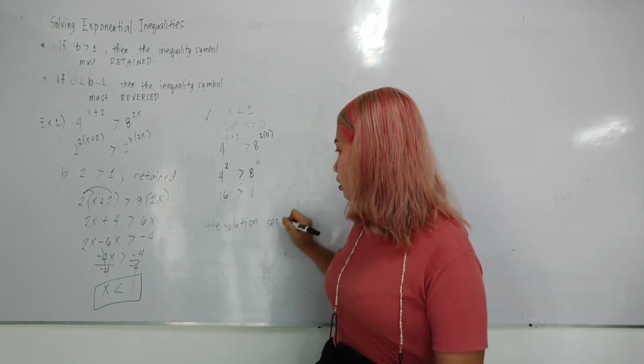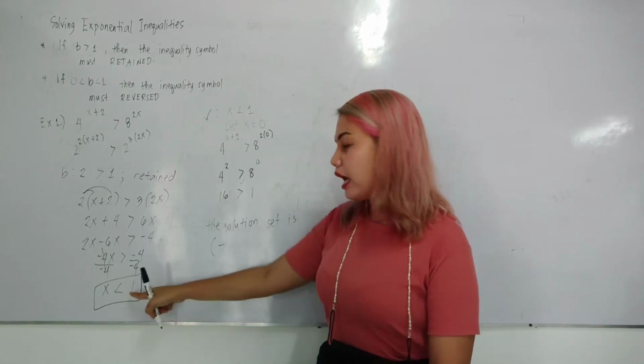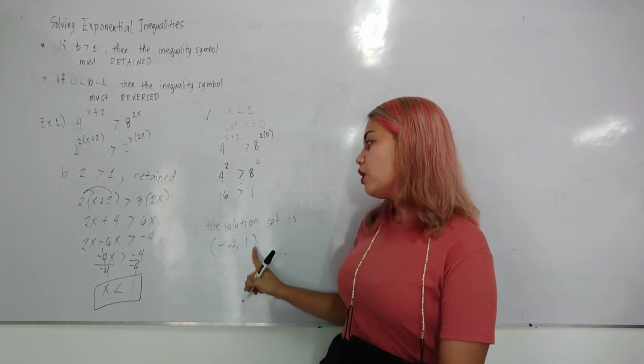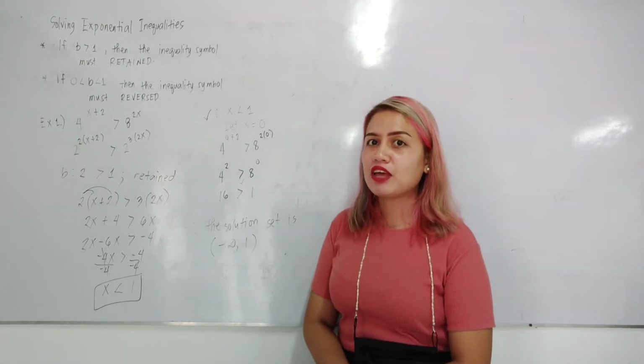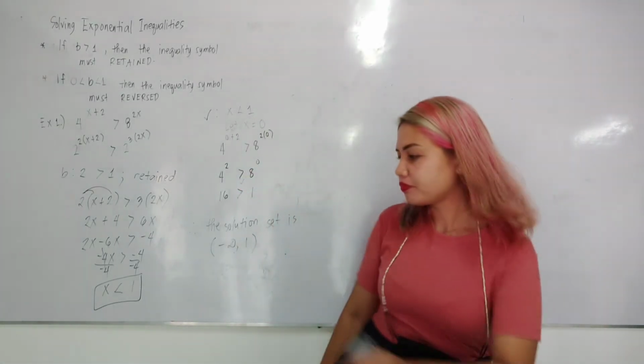Therefore, the solution set is x less than 1, so from negative infinity to positive 1, where 1 is not included. Do you have any questions in solving exponential inequality? Alright, let's have another example.